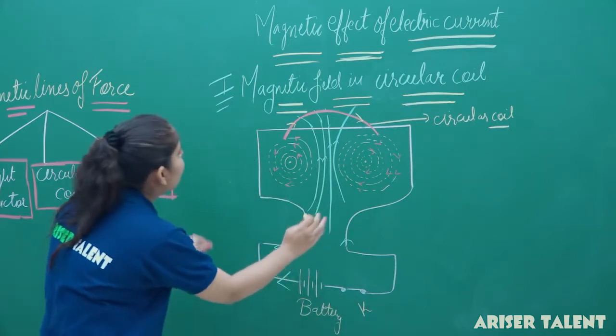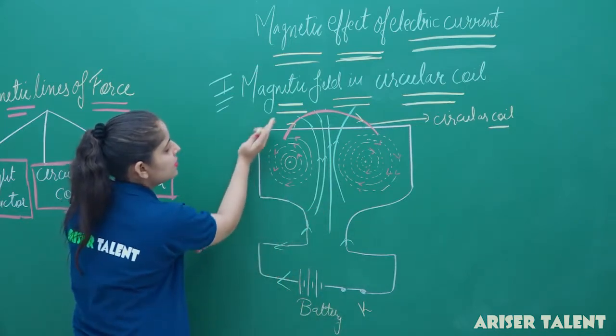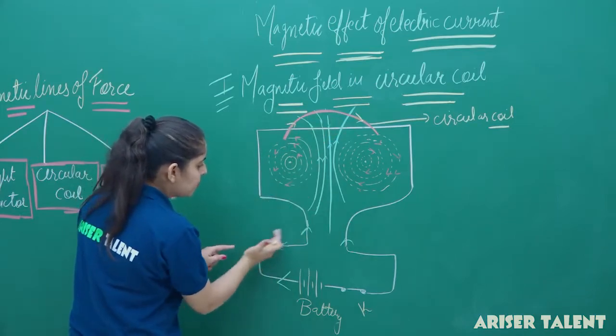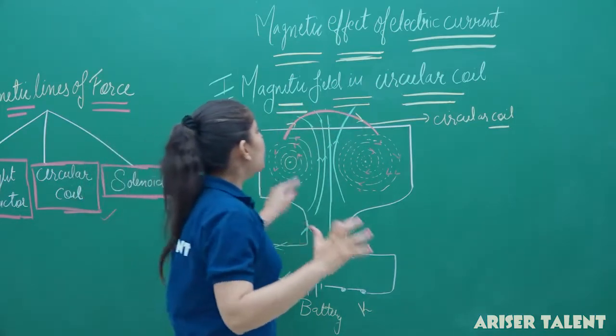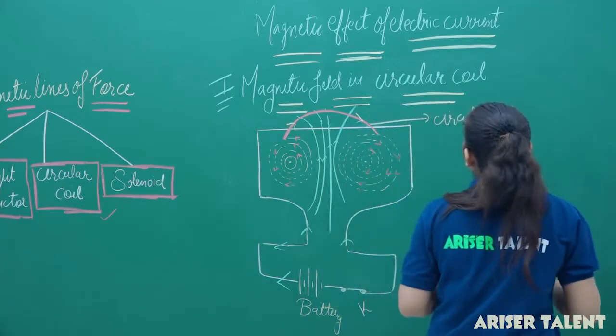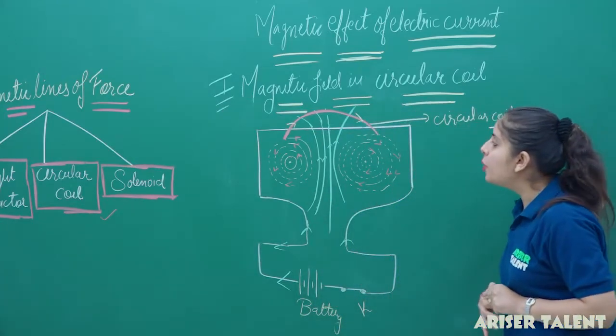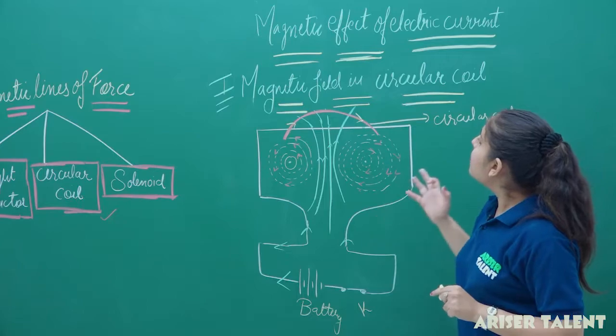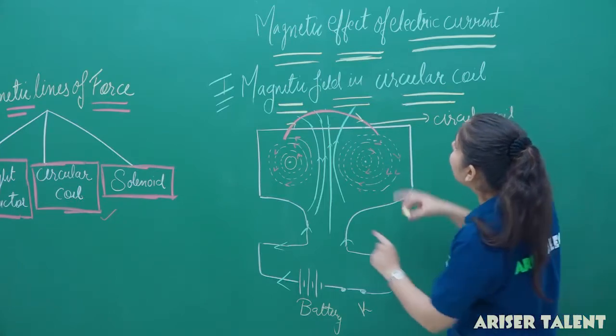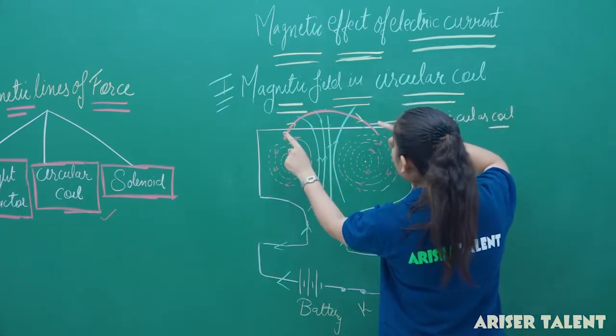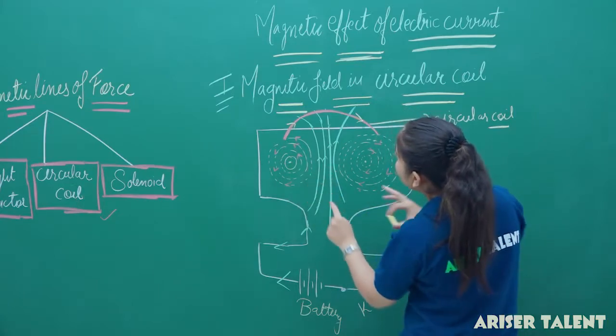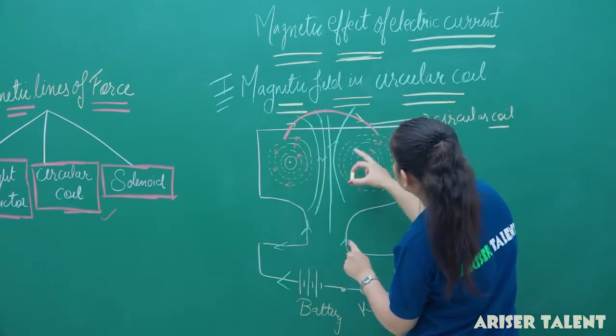So you can see how current is going to pass in this system. Current is going like this. Now, you have to determine the magnetic field lines in the case of the circular coil. You can see that we get the magnetic field lines at the two ends of the circular coil, and at the two ends, the magnetic field lines are like this.